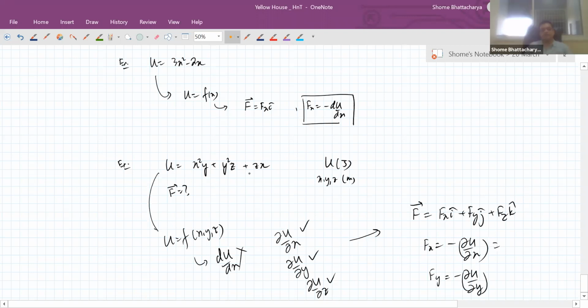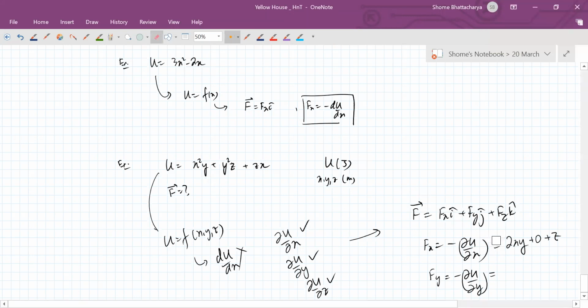If I differentiate this function with respect to x, treating y and z like constants, how much will it be? See, x square y ka differentiation kya ho jayega? Y is a constant, so 2x, that is 2xy. Y is also there because it's a constant. Then y square z is just a constant, so its derivative is 0. And then z into x: you are treating z like a constant, so this will be z. Similarly, partial derivative, of course, with the minus sign, because the force is the negative gradient of potential energy, the negative of partial differentiation. So the minus sign will be there.